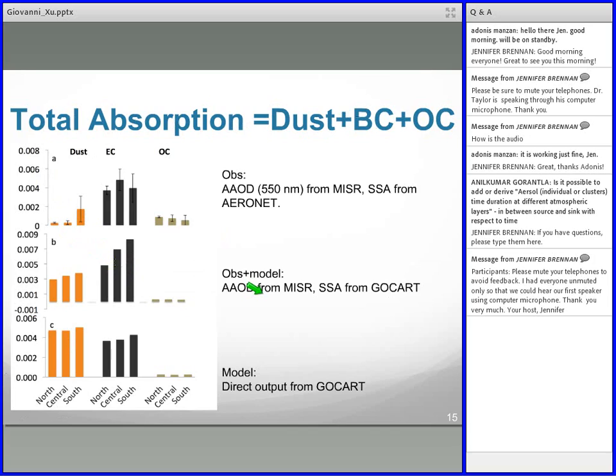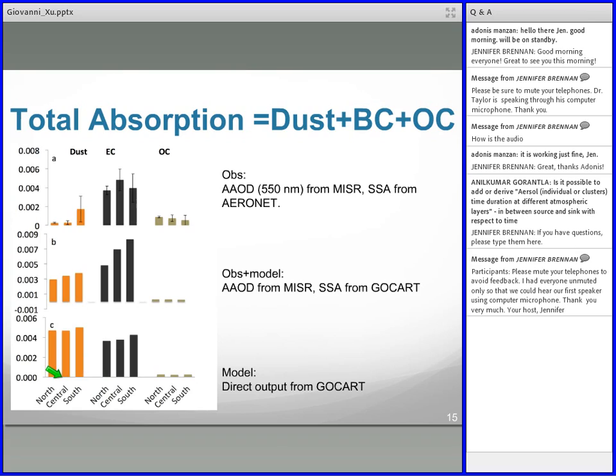So here, the total absorption is partitioned into three components: dust, black carbon, and organics. For the top panel, we can see dust has a larger contribution over Southern California. And the organic contribution is much smaller, but it's not negligible. And this is based on the observation study. What about the model? Let's look at how this partitioning is done in the model.